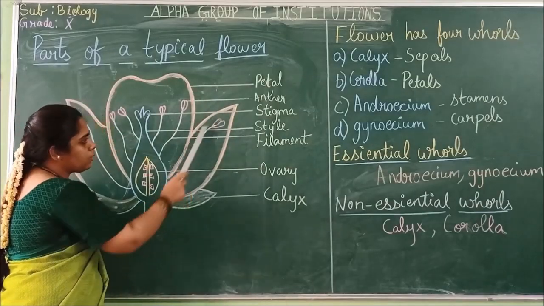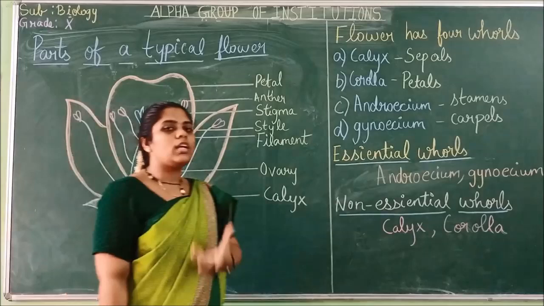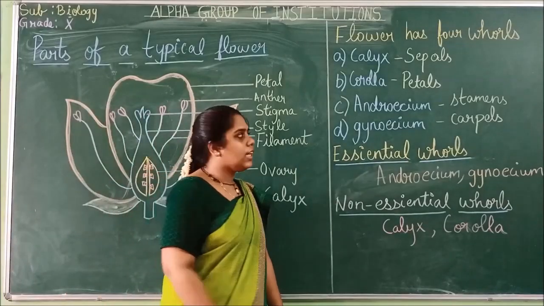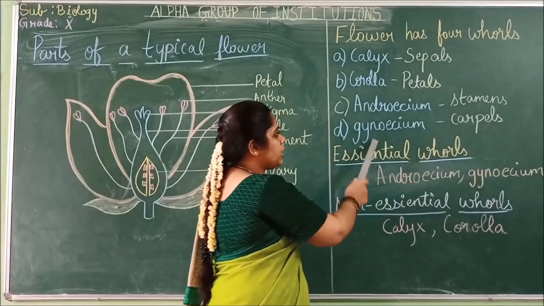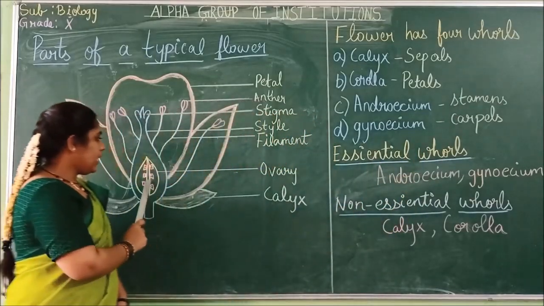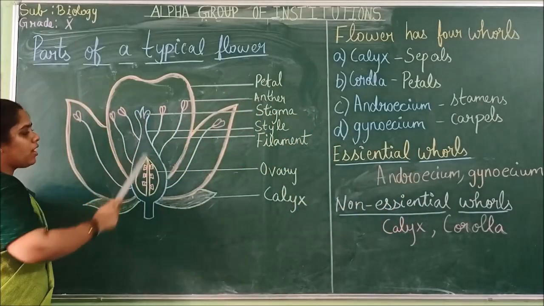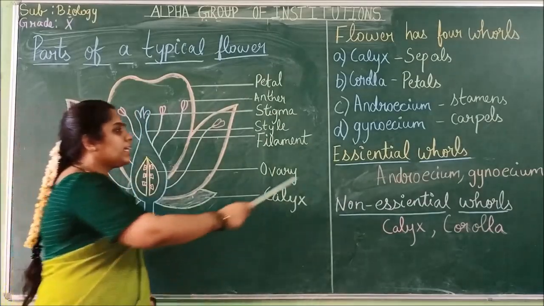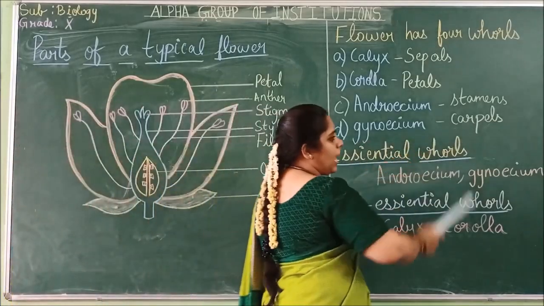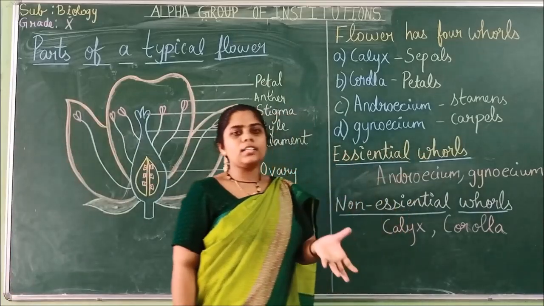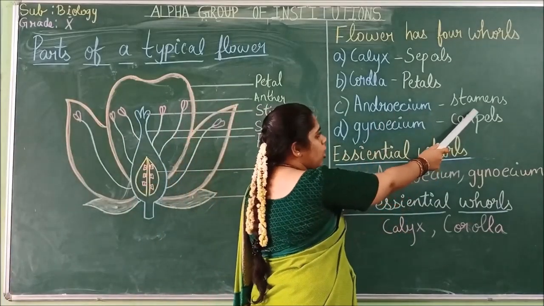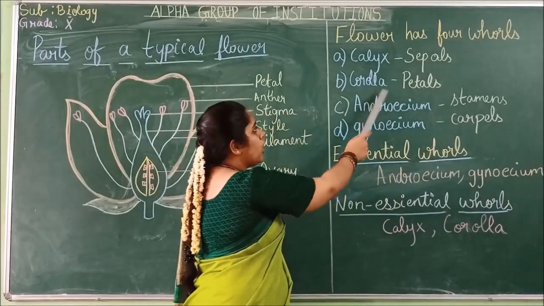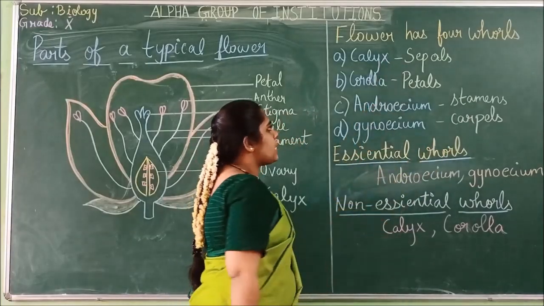This white thing, where the pollen grain is present, that is the androecium. It will have stamens. And the gynoecium, the ovary, style, stigma. This part is the gynoecium. It will have carpels. These three parts together are called carpels, whereas in the androecium they are called stamens. For corolla it is petals. For calyx it is sepals.